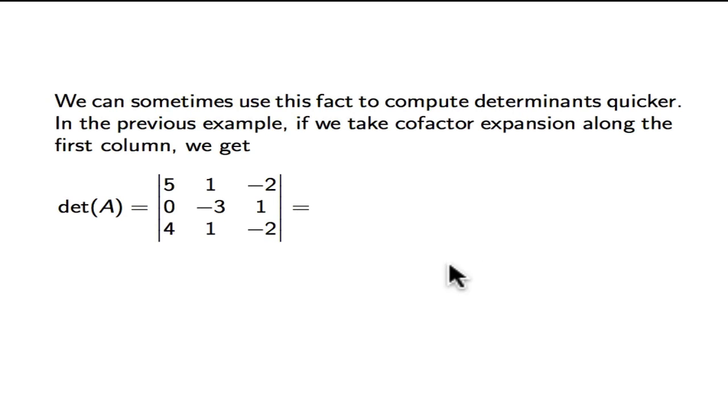So let's see an example, and let's take the matrix of the previous example. Now, instead of taking cofactor expansion along the first row, we'll take cofactor expansion along the first column. So the first thing, we multiply 5 with the determinant obtained if we delete the column and row containing 5. So it's 5 times the determinant of minus 3, 1, 1, minus 2. Then the next entry is 0, and this is going to be multiplied with the determinant obtained if we delete the column and row containing 0, which is 1, minus 2, 1, minus 2.